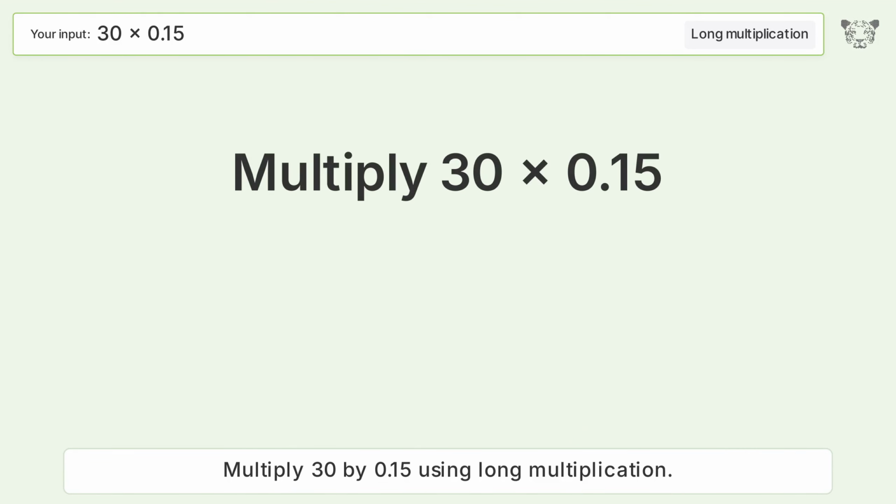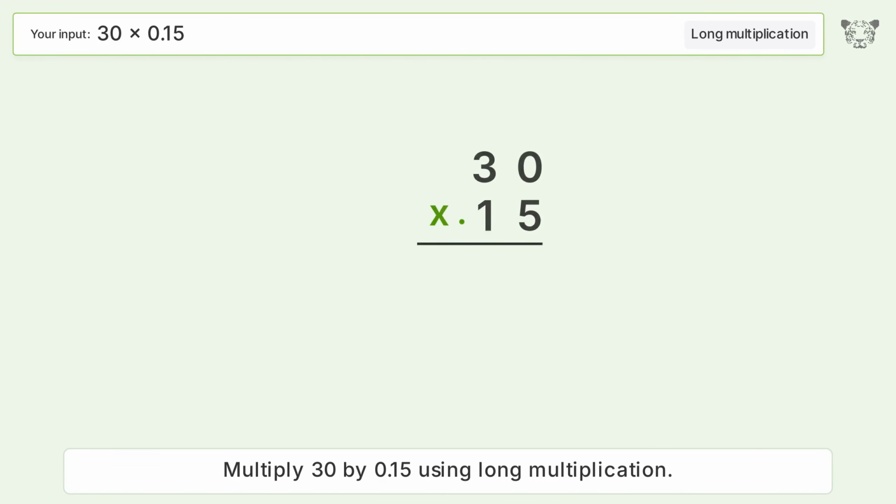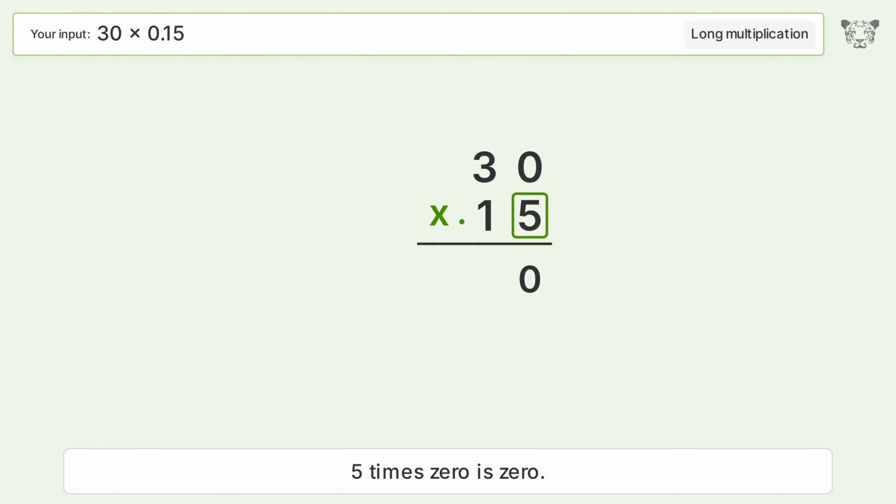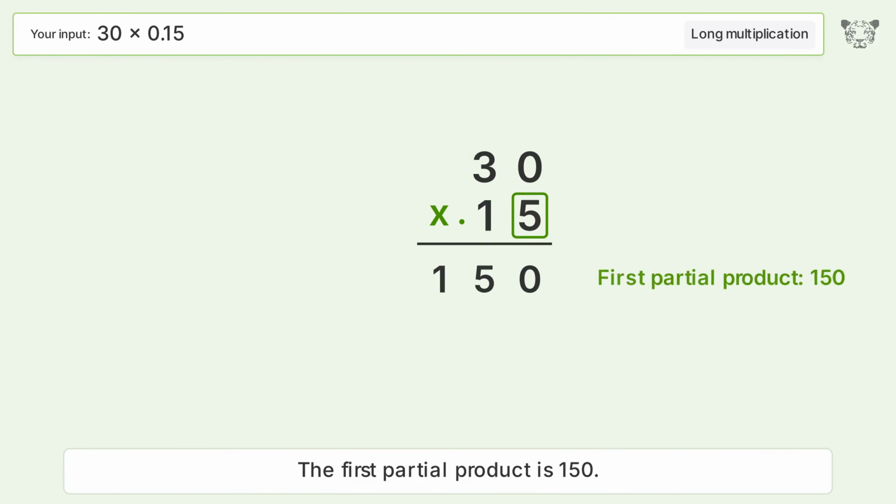Multiply 30 by 0.15 using long multiplication. Start with the ones digit, 5. 5 times 0 is 0. 5 times 3 is 15. The first partial product is 150.